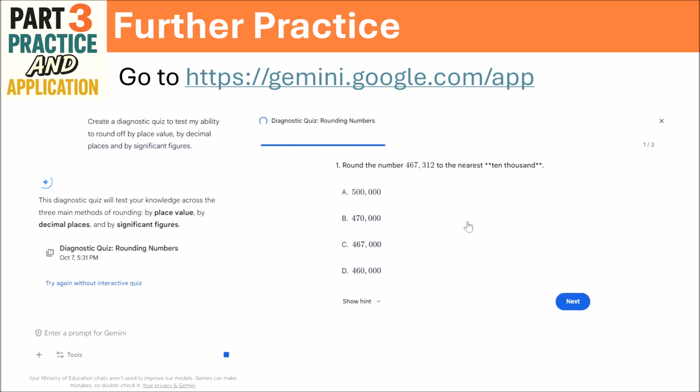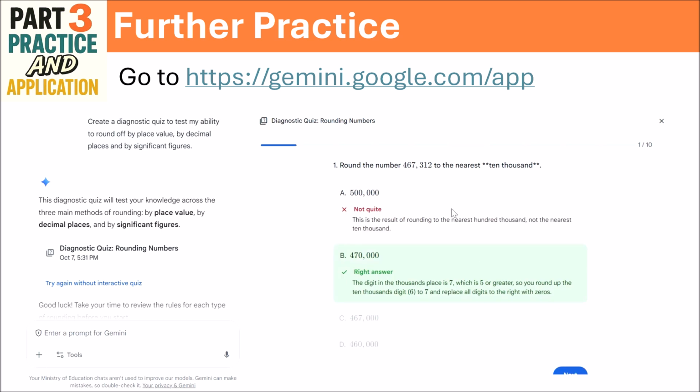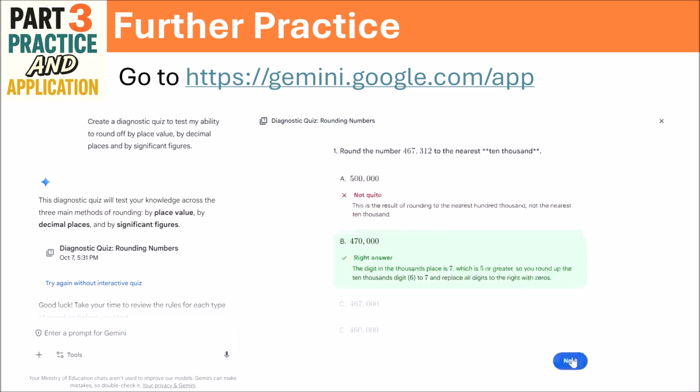Note that Gemini will not respond to your inputs while it's still generating the quiz. You know that is happening when you see the number of questions still changing. When Gemini is done with creating your quiz, you can start inputting your answers. When your answer is wrong, Gemini will explain to you why you are wrong, and give you the correct answer, and tell you why it's the correct answer.